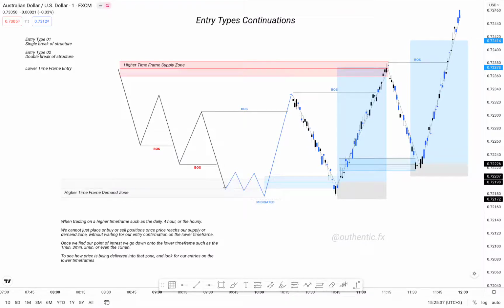Today's lesson will be on entry type continuations and spotting how to trade off higher time frame demand and supply zones, guys. So the red supply zone is your H1 and the gray supply zone at the low is your H1 demand zone, right? On the higher time frame.